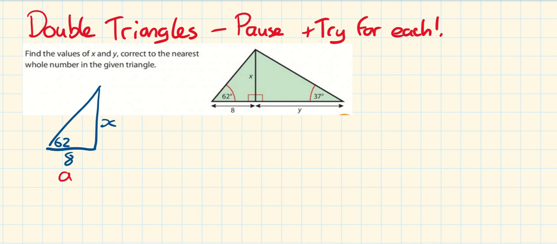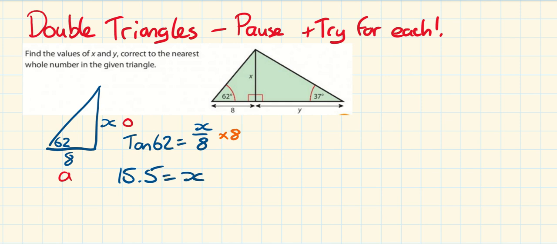Let's label it adjacent and opposite. So we know that with adjacent and opposite, we're going to be using tan. So tan 62 equals x over 8. So we will just times by 8, and we will get what is equal to x. So we'll get x equal, so we'll get 15.5 is equal to x. Now I know it says, sorry, not 15.5, 15.05, I think. 15.05. Now, it says the nearest whole number, but I generally just do that at the end.